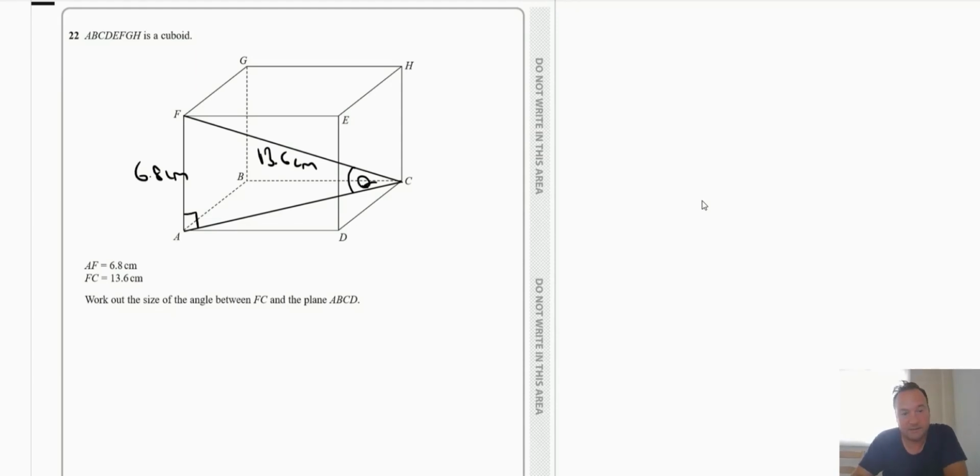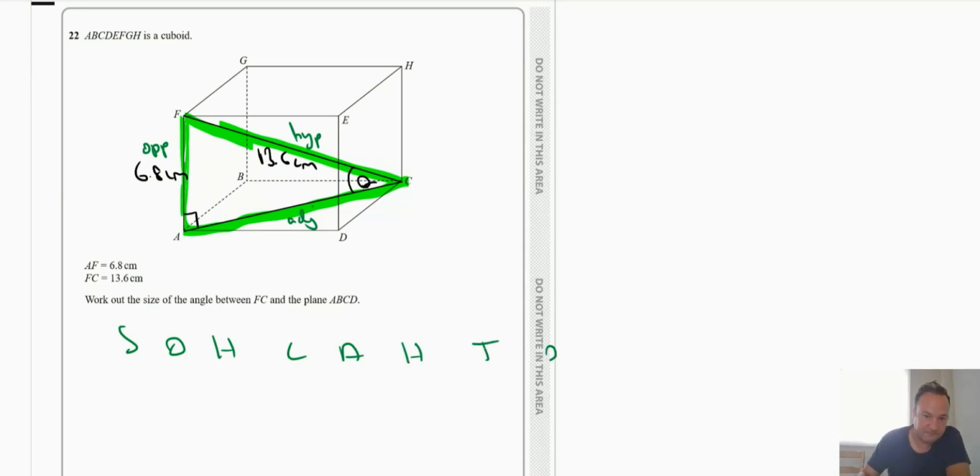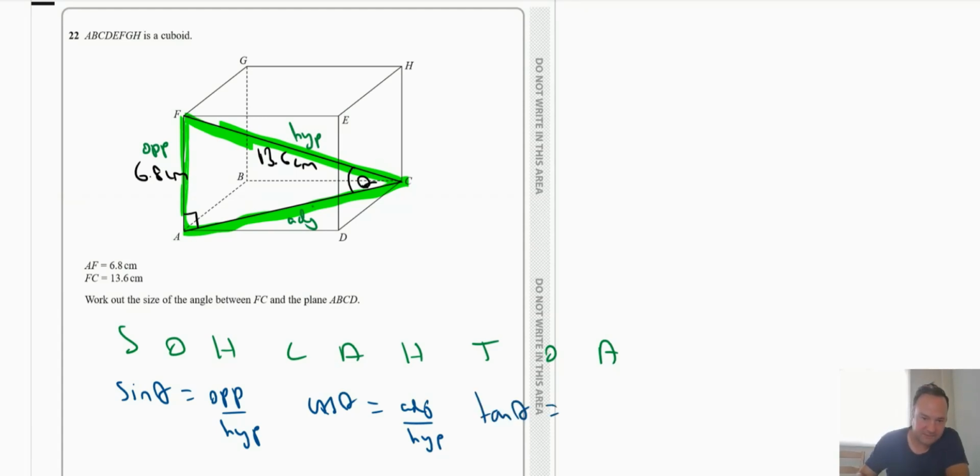Okay. And we can see, what we're considering now is the triangle ACF. And we can see this has actually become nothing more than a standard trig problem. So we can see 6.8 centimetres is our opposite. Our hypotenuse is 13.6 centimetres and our adjacent is AC. So what we're doing next, we need to determine whether to use sine, cos or tan. So we've got sine theta, which is the opposite over the hypotenuse. We've got cos theta, which is the adjacent over the hypotenuse. And then finally, we've got tan theta, which is the opposite over the adjacent.